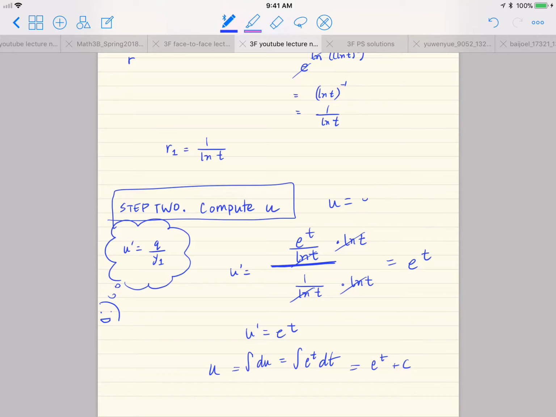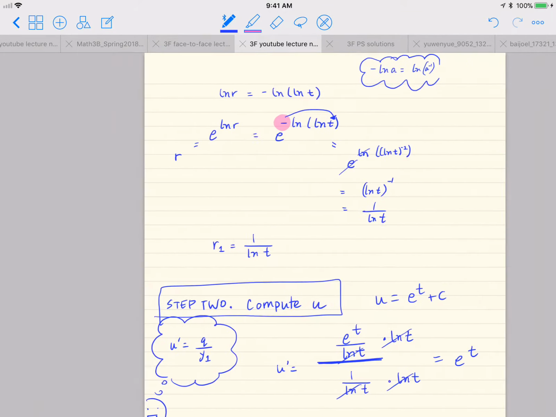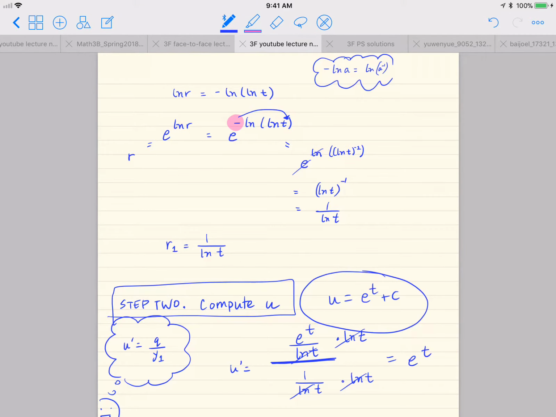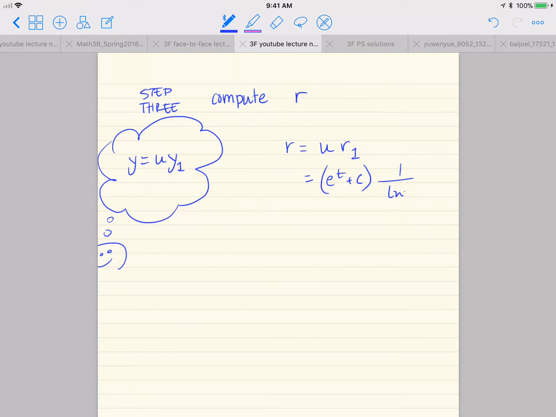So we said u is equal to e to the t plus c. And we've got r1, we've got u, and now we've got step 3, which is the easy part. Step 3 is to compute r. And the formula we use is, well, before we had y equals u y1. But for us, now our unknown is r. So I just have r equals u r1. Now what was my u? u is e to the t plus c. And what is my r1? r1 is 1 over natural log of t. So r equals e to the t plus c over natural log of t.